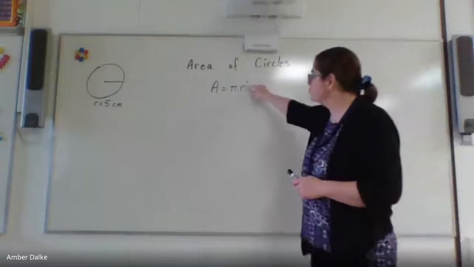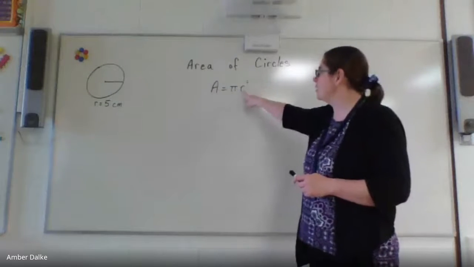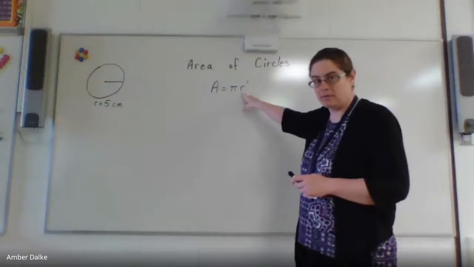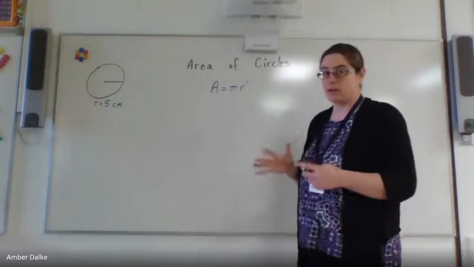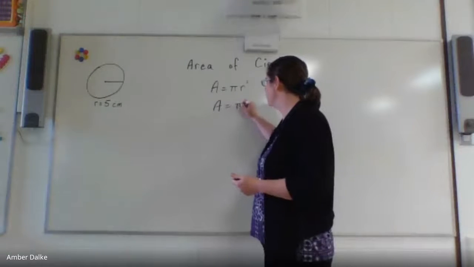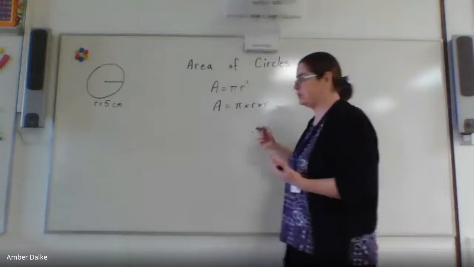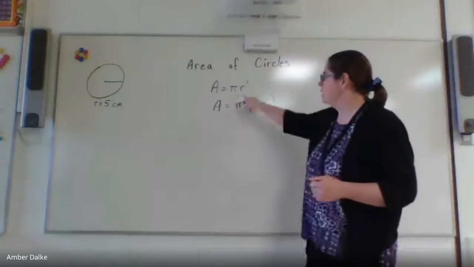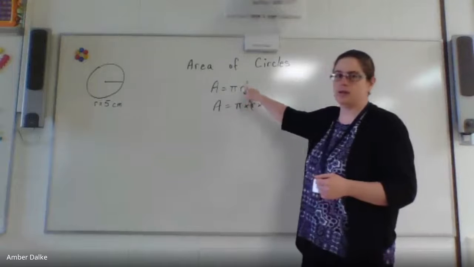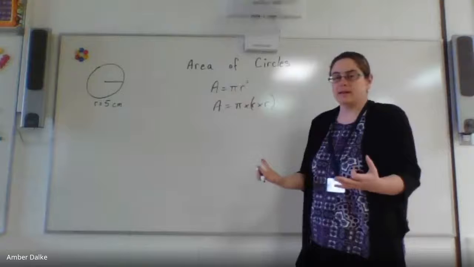So what this little 2 here means, what this squared means, is that you are going to multiply this by itself. So a slightly different way of writing this formula is that it is pi times whatever the radius is times whatever the radius is, okay? R squared means the radius times the radius. It's R times R.